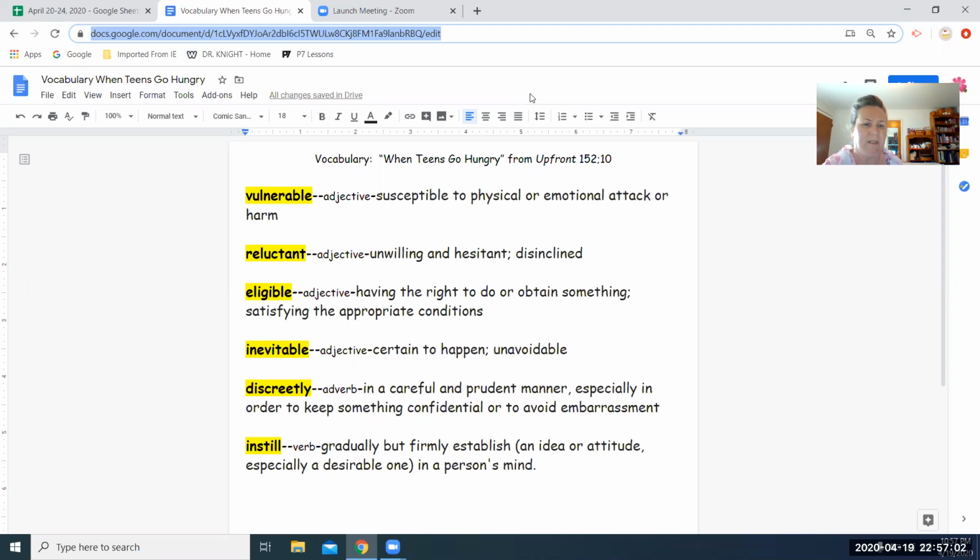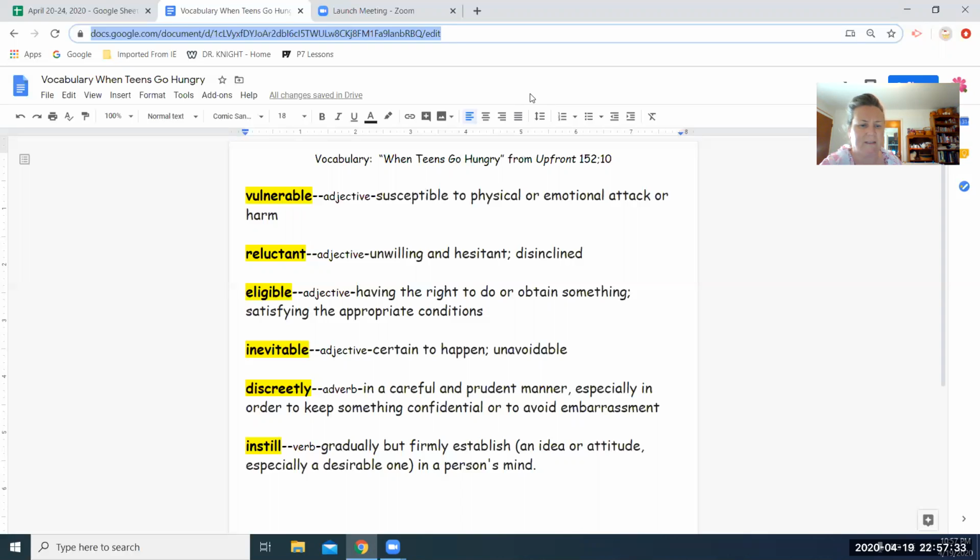The next word is reluctant. Reluctant is an adjective, and it means unwilling and hesitant, disinclined. Eligible is the next word, and eligible is an adjective, and it means having the right to do or obtain something, satisfying the appropriate conditions. The next word, inevitable, is also an adjective, and inevitable means certain to happen, unavoidable.